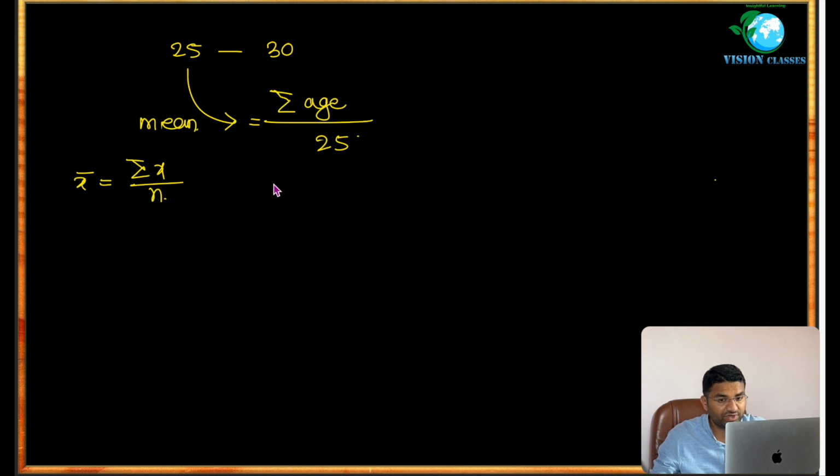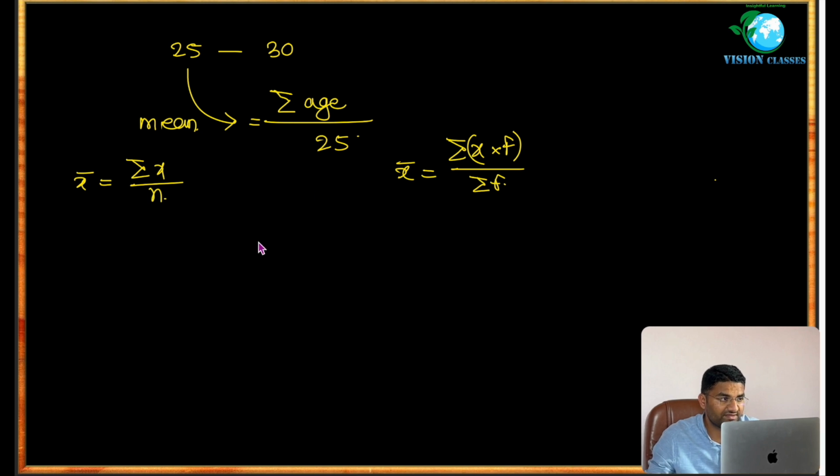Next, if we have grouped data, so let's say we have frequencies, then the mean is equal to the summation of x times f over the summation of all the frequencies. Now for ungrouped data, you basically have to reduce the values. In that case, you take the summation of x minus a upon n, plus a. This is for ungrouped data.